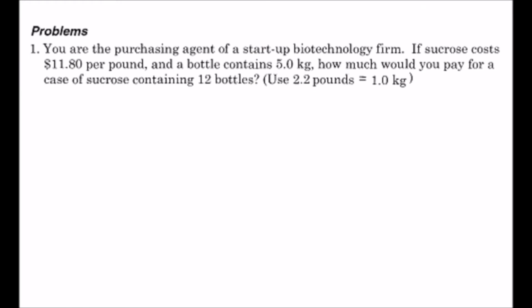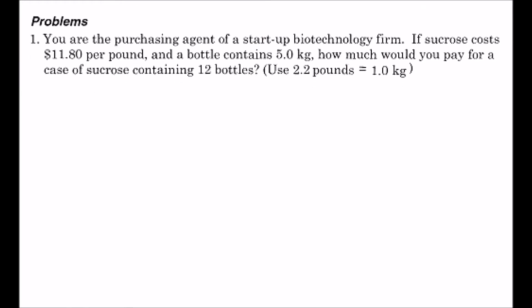Looking at the problems here, I'm the purchasing agent of a startup biotechnology firm. Sucrose costs $11.80 per pound. A bottle contains 5 kilograms. How much would you pay for a case of sucrose containing 12 bottles? Use 2.2 pounds equals 1 kilogram.